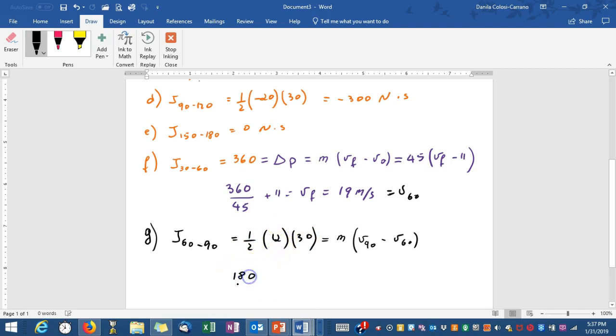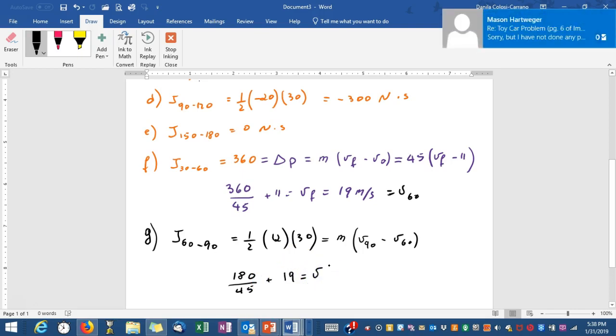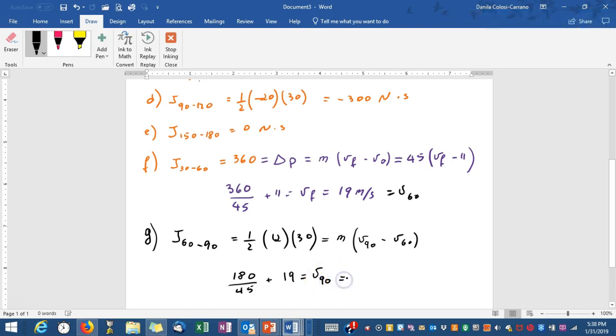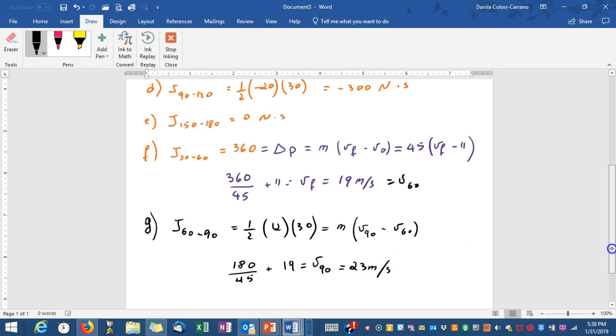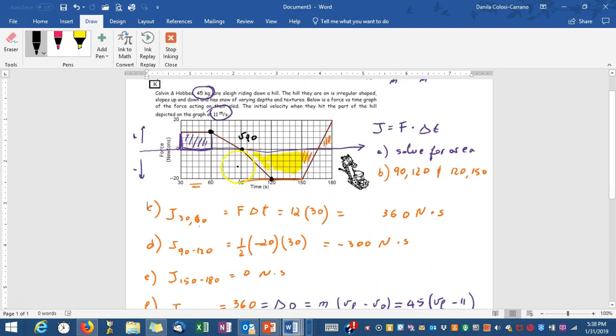So 180 divided by 45, because the mass is 45, plus the V at 60, which is 19, is going to be the V at 90. So 180 divided by 45 plus 19 is 23 meters per second. So now we have the initial velocity of the interval 90 to 120.